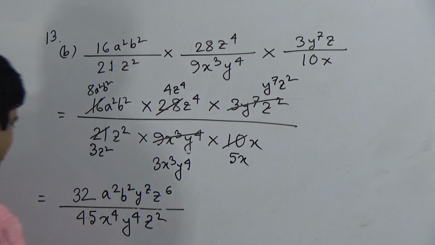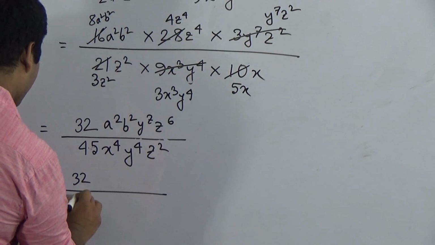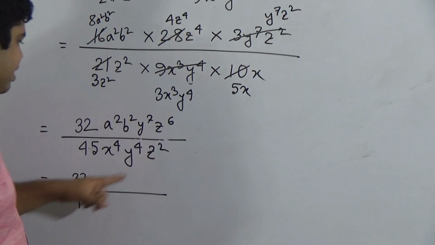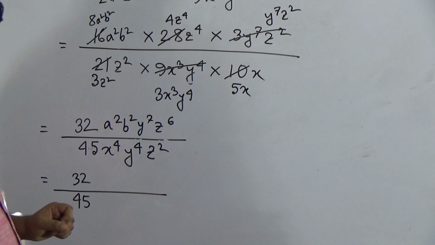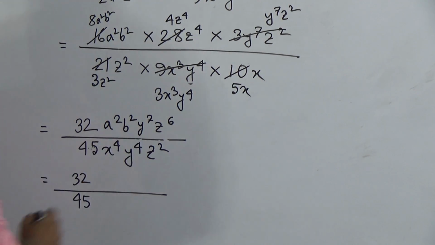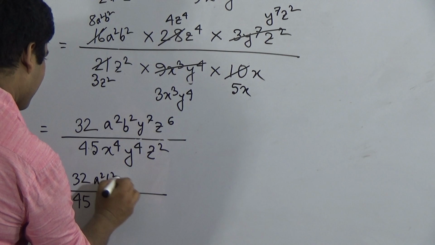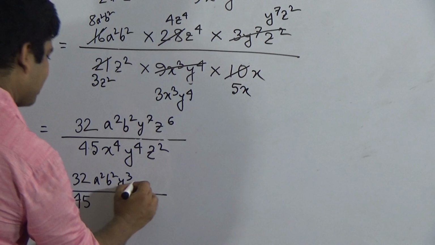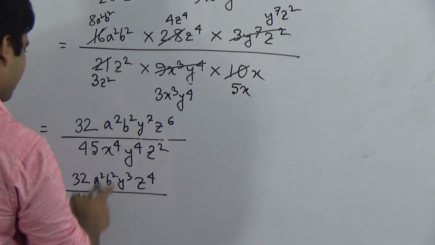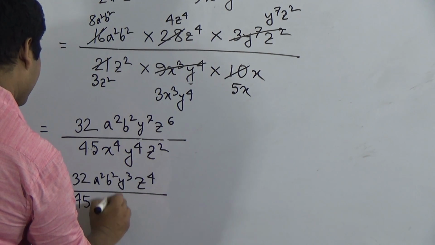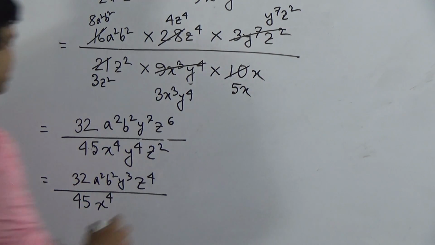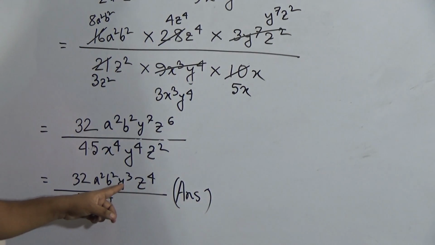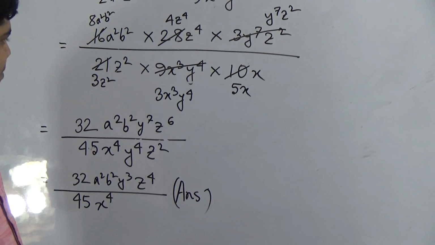Now dear students, please notice 32 and 45. Here y to the power 7, here y to the power 7 and here y to the power 4. So if we cut, then we get a square b square y cube. And if we cut z to the power 6 by z square, then we get z to the power 4. But here only x to the power 4 is left. So this is the answer of this question.